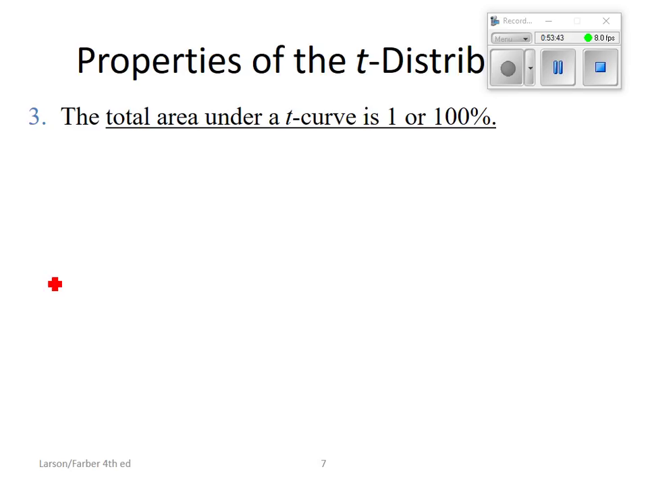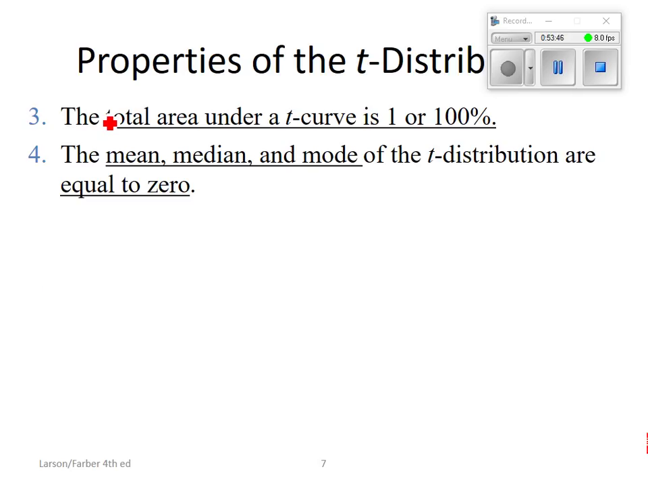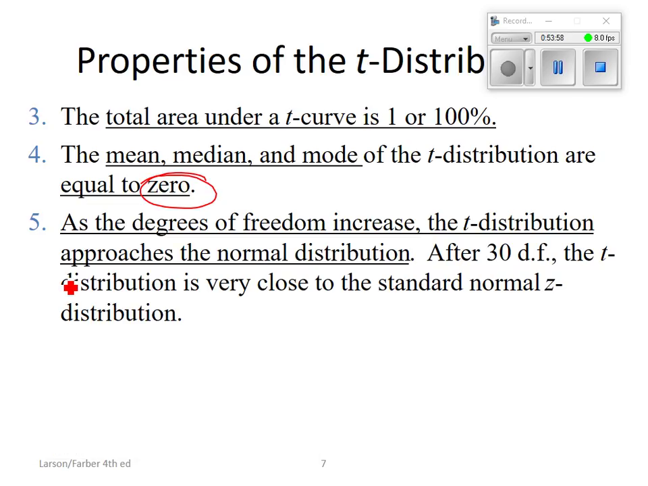Number 3, the total area under the T-curve is always 1. That's the same under the T-curve as it is under the normal curve. The mean, median, and mode are always 0, same thing as the Z-scores. As the degrees of freedom increase, the T-distribution approaches the normal distribution. So as your degrees of freedom get higher, closer and closer to 30, we get closer and closer to the normal that we've been doing. If we're at 29, and we do 29 minus 1, which is 28, we're pretty close to 30, so we're going to be about normal.